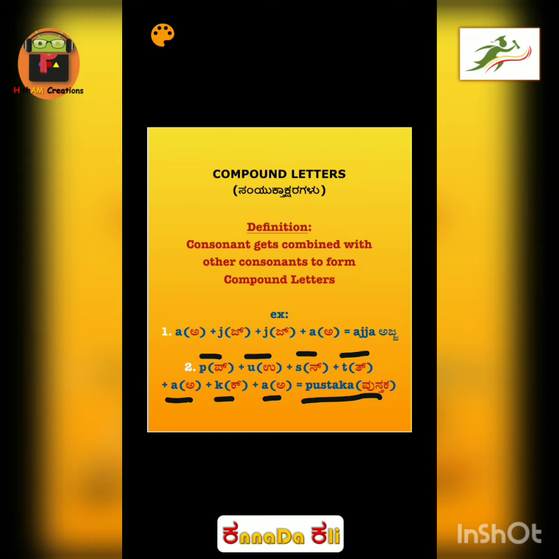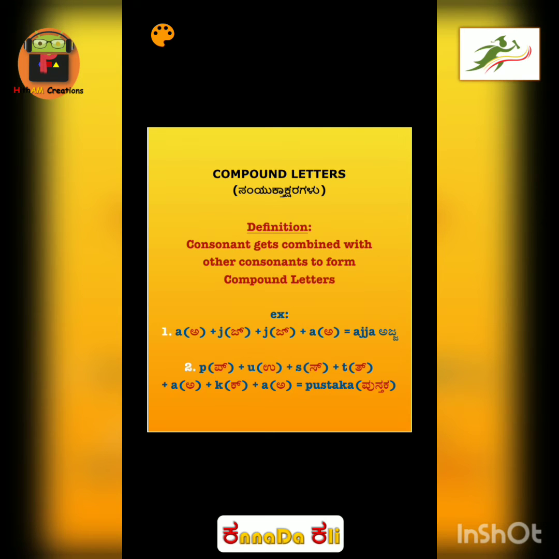So if you see it properly, each letter gets split when you write it in English, right? Ajja is A plus J plus J plus A, and then you write the Kannada A plus J plus J plus A. And for Pustaka also, see: P plus U plus S plus T plus A plus K plus A. Cool. Now you know what a compound letter is.